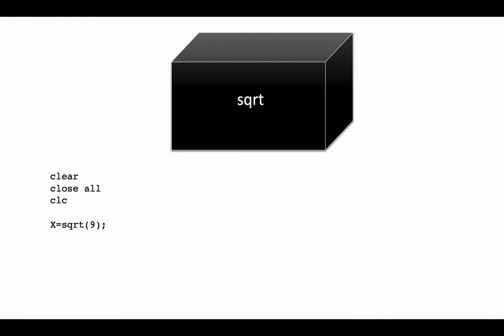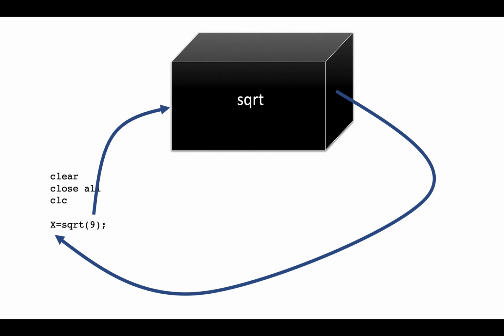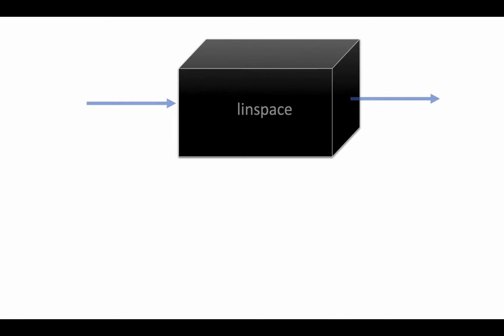So in MATLAB, when you write a script, for example, you might start with clear, close all, clc, and then type x equals sqrt of 9. Then the value 9 goes into this function, into this black box. MATLAB does its operation inside of that black box and then outputs into your script, saved into the variable x, the square root of 9, which is 3.